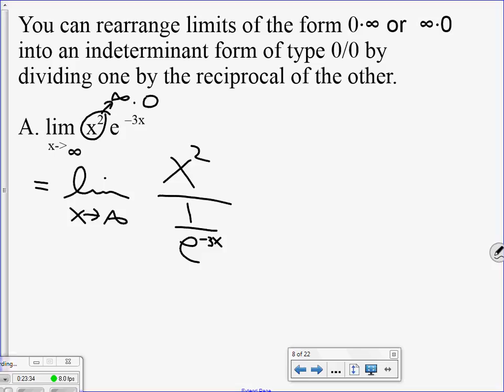Now, right now, I just don't like the way that looks down there. Can we rewrite that denominator? Yes.